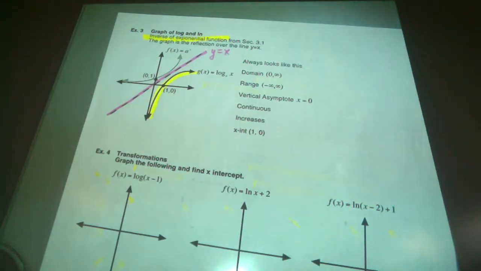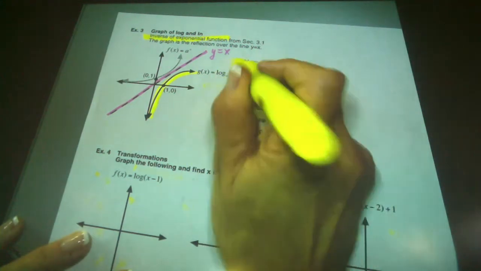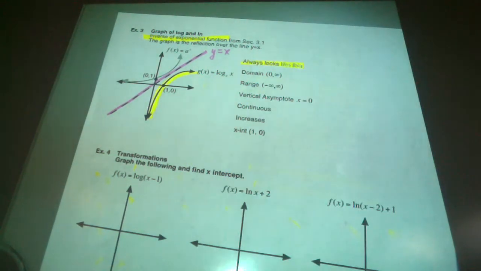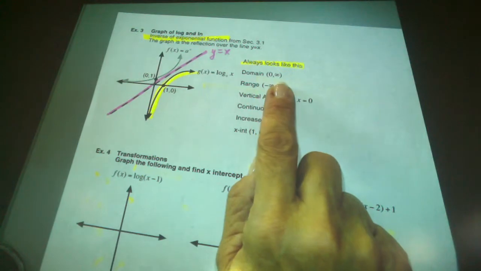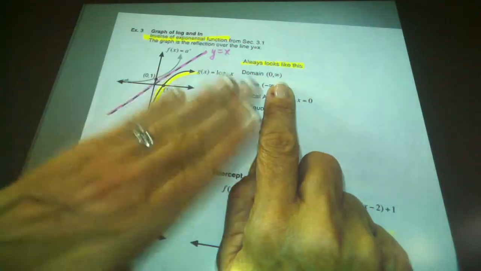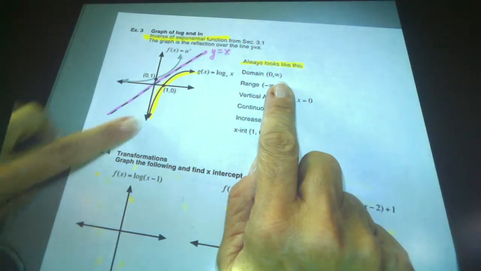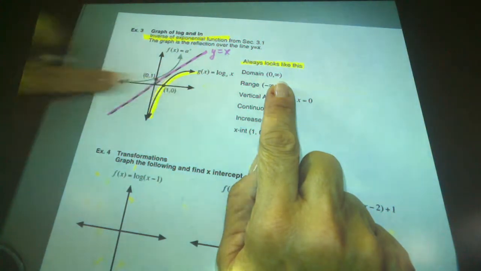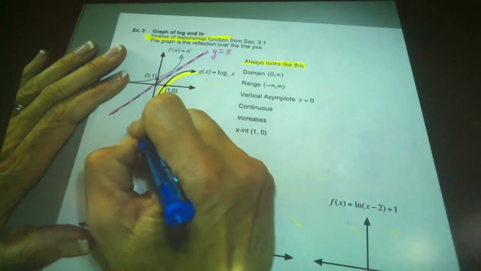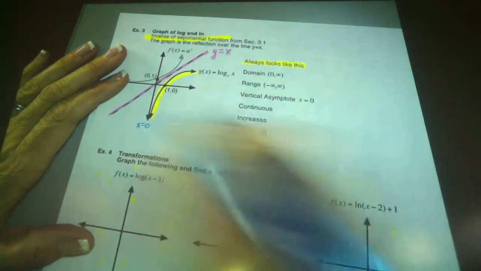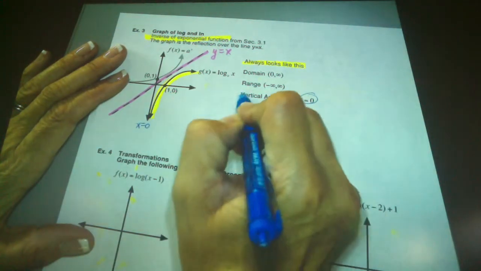The graph for the natural log of x is very, very similar. And so we'll look at those in a minute. But the following things always occur for the graph of y equals the log of x. The domain is always 0 to positive infinity, because when we reflected it over the y equals x line, instead of the horizontal asymptote, we end up with this vertical asymptote of x equals 0.